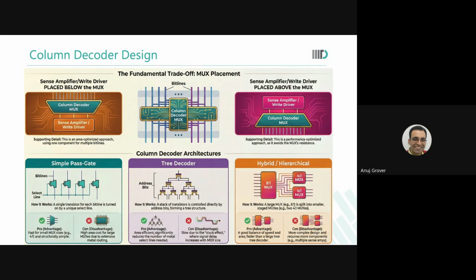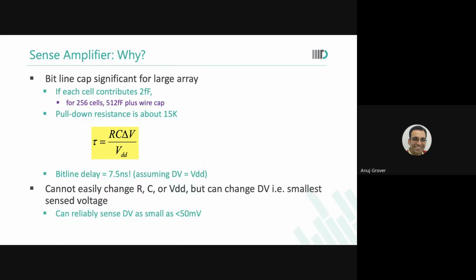So now we come to the next heavy topic of this course, which is the sense amplifier. We've been reading about the sense amplifier, hearing about the sense amplifier for so long. So what is a sense amplifier? It amplifies the differential between the bit lines. It is a small amplifier that picks up a small differential between the bit lines and amplifies it between 0 and 1. Why is it needed?